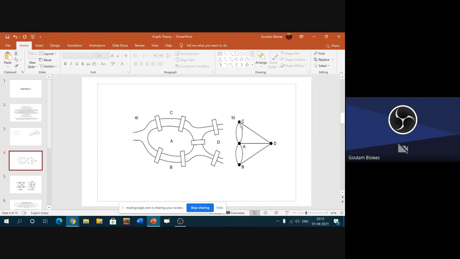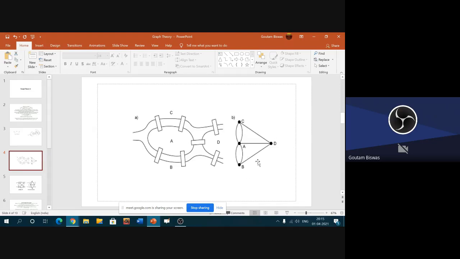This C is a landmass. These three parts are landmasses, and these four. And see here, C is connected to A by these two bridges. So there are two bridges. And A is connected to B by these two bridges. And A is connected to D also by this bridge. And D is also connected to C by a single bridge. And D is also connected to B by this single bridge.